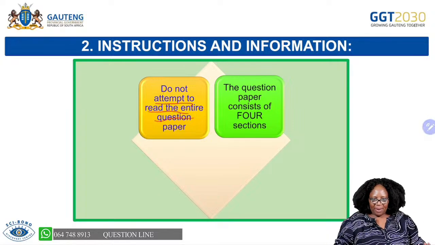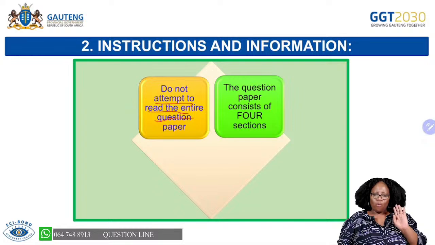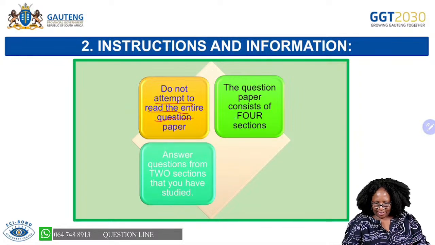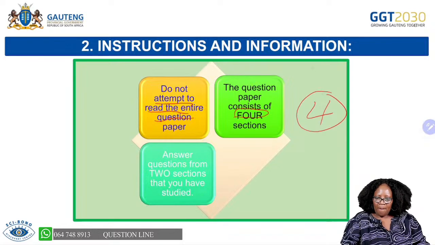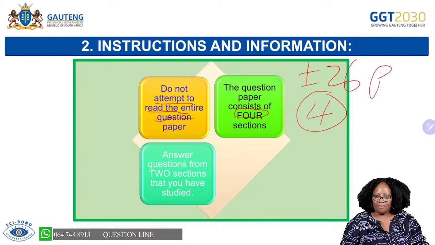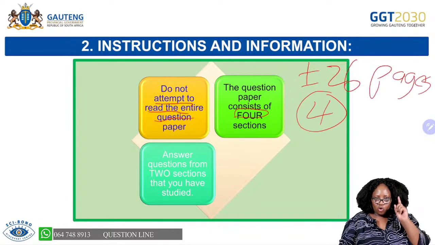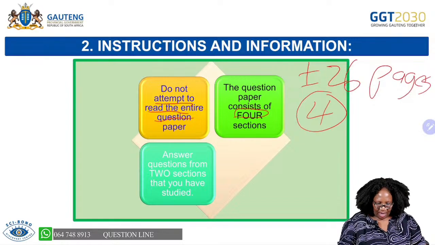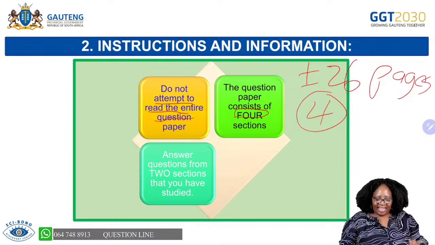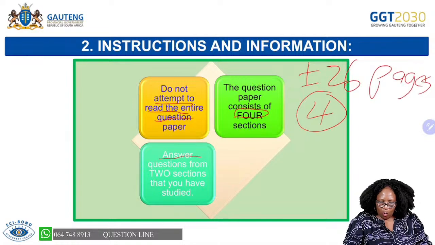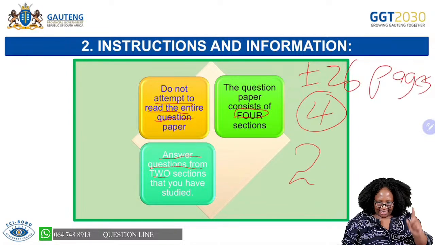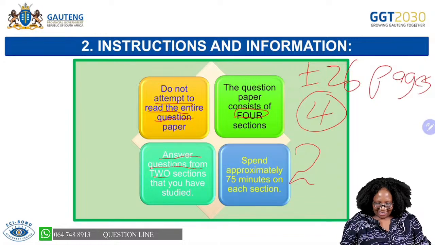The question paper consists of 4 sections. Only 4 sections, plus or minus 26 pages. The instruction is do not read the entire paper. Answer questions from 2 sections you have studied this year.